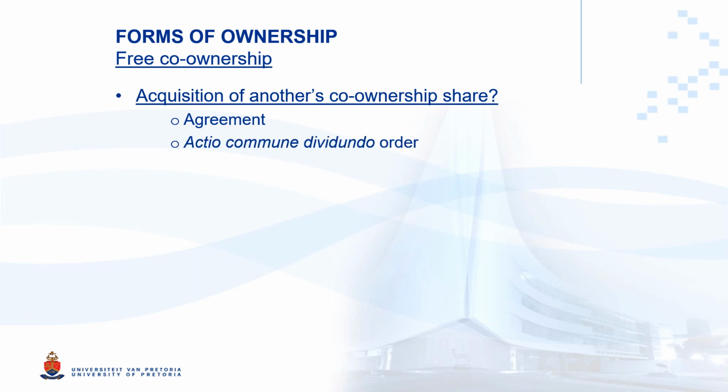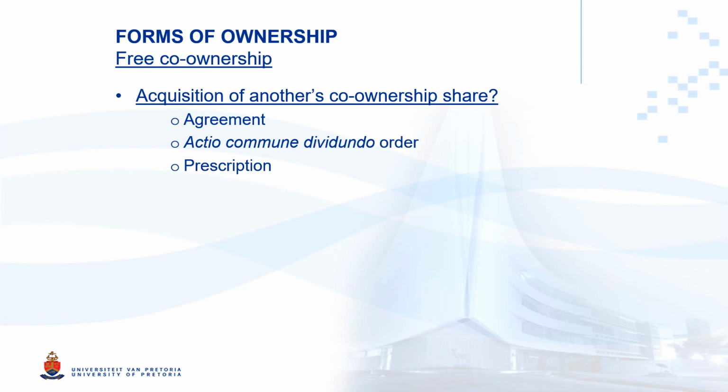Also, acquisition of another co-owner's co-ownership shares can take place by way of the actio communi dividundo. In other words, where the court orders that one of the co-owners takes or purchases another co-owner's shares. And we've already seen the process that's involved and that should be applied there.